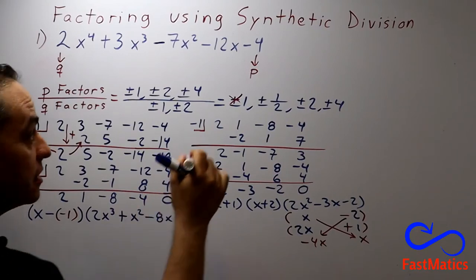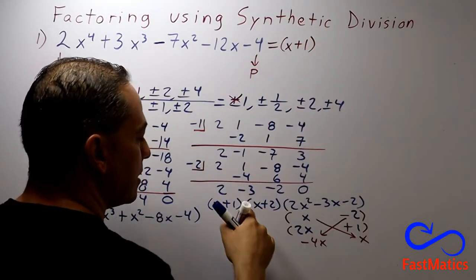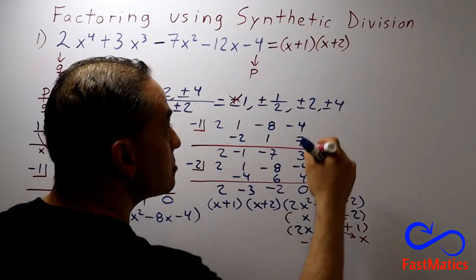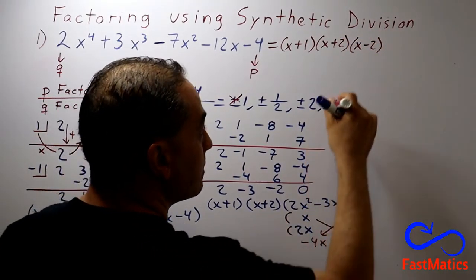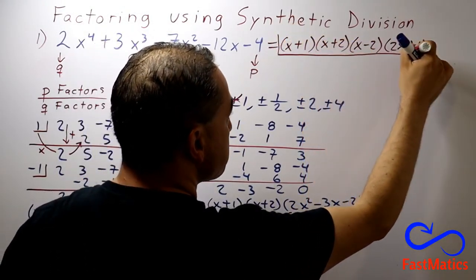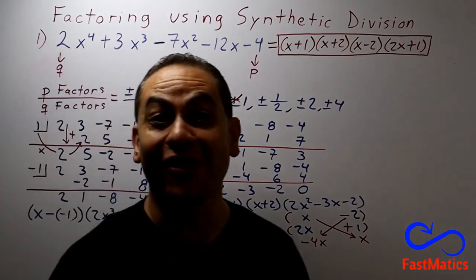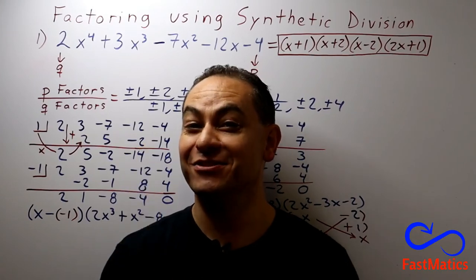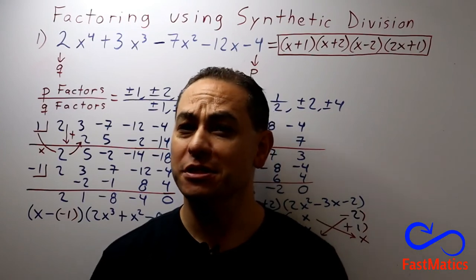Our final answer is x plus 1 times x plus 2 times x minus 2 and times 2x plus 1. And that's all, folks. A non-conventional method in order to get the factorization of a polynomial. This is not always working, but it can help.